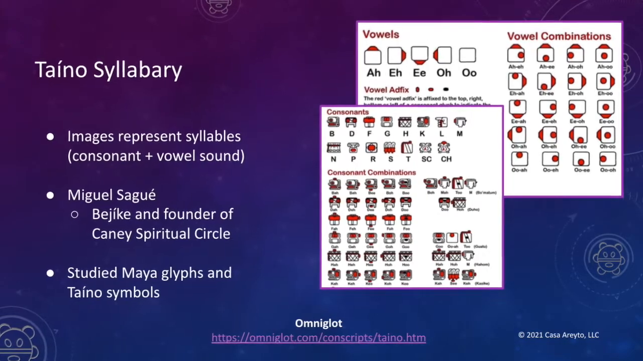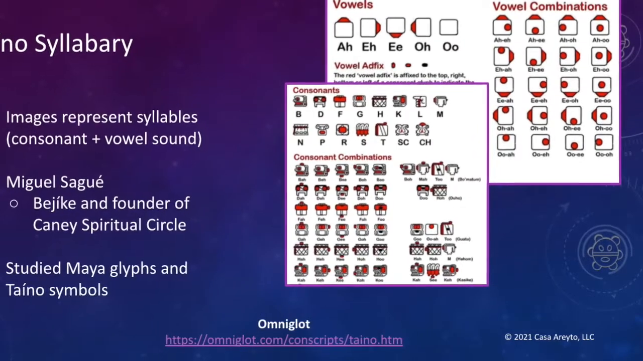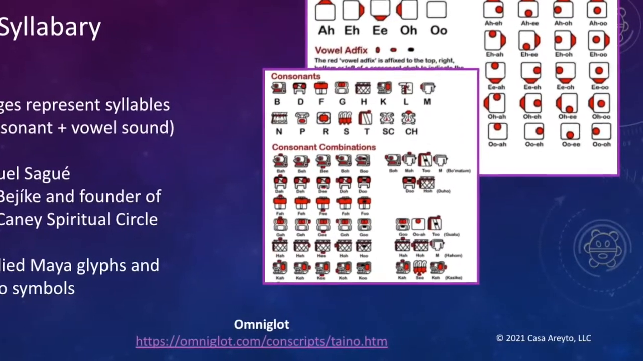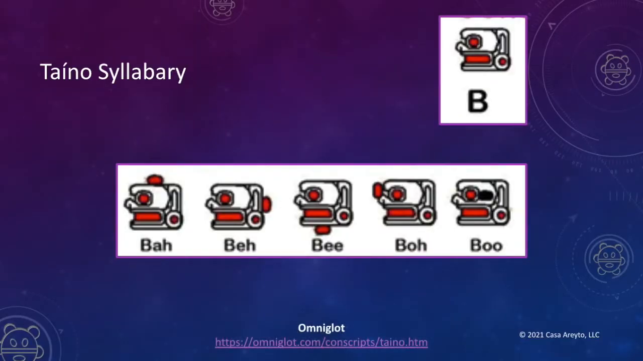Now, Miguel Sagué studied Maya glyphs and Taíno symbols to come up with his syllabary. You can see an example of his syllabary on Omniplot. And the way that the syllabary works is that there is one character for each of the consonants. And as the picture or the character or the glyph changes slightly, you can see the different syllables that it represents. But that is not the only Taíno writing system there is.